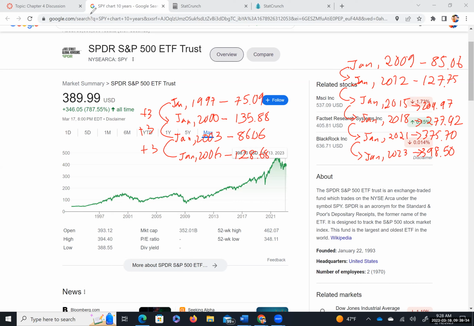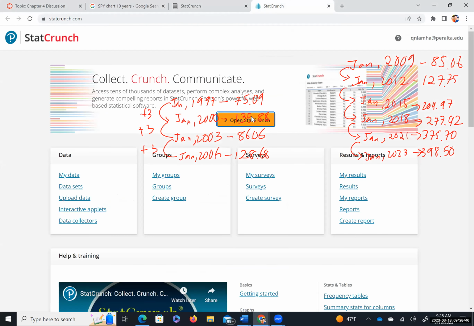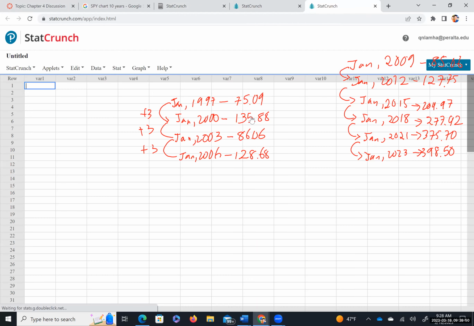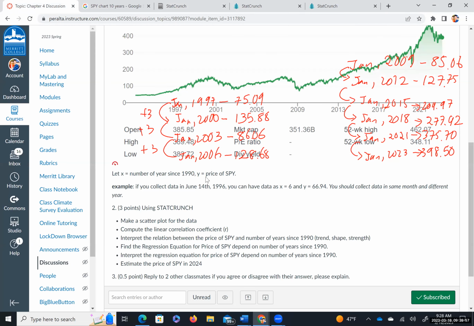Okay. So this is all I have from collecting a sample of 10 data. Now I need to make sure X is the number of years since 1990s, right? I have to convert some years in here, such as 1997 is going to be 7, 7 years since 1990, and then 75.09, right? And then the next one is going to be 10, we got 2000, right?